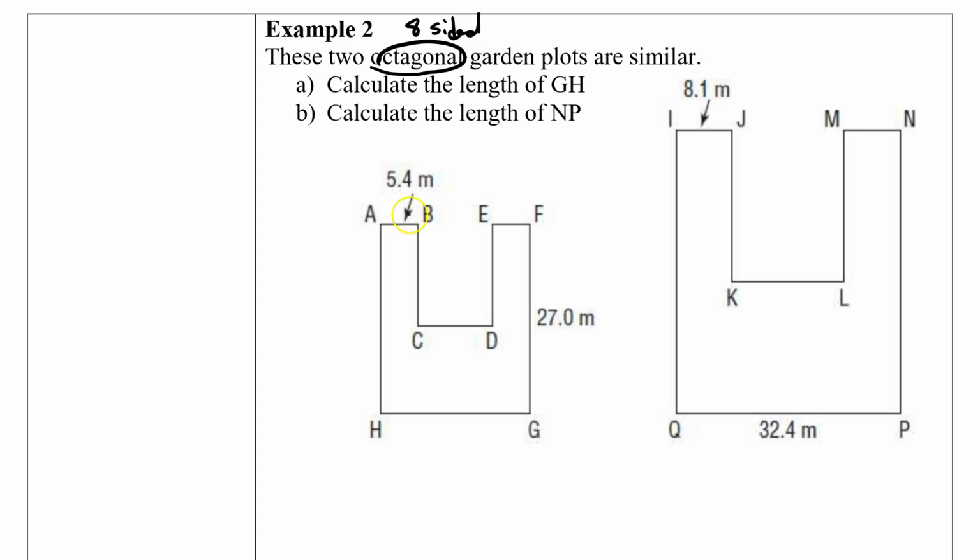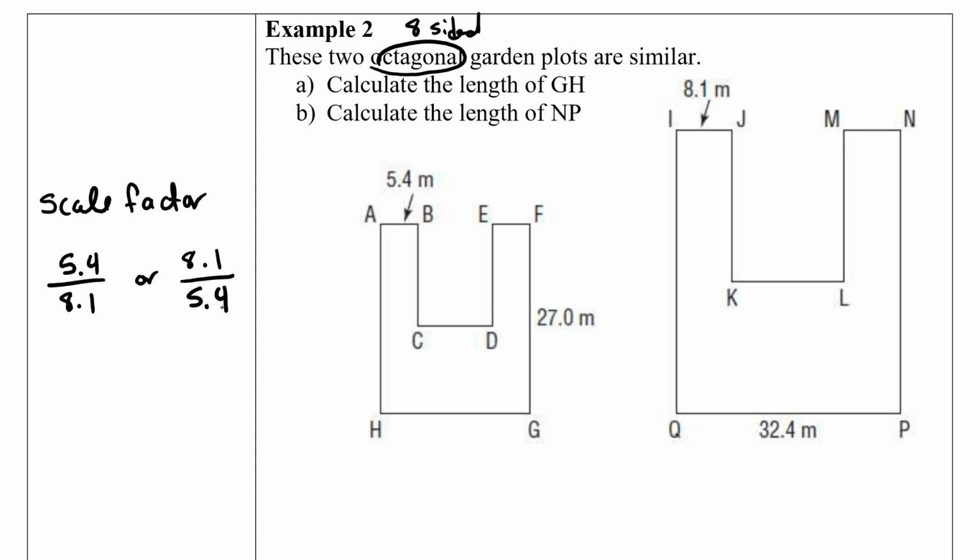So we know that if we take a corresponding side, like AB and IJ, because of the way that their ratio is, we can get a scale factor. So we need to use this information to calculate the length of GH and calculate the length of NP. So our scale factor is going to be 5.4 over 8.1 or 8.1 over 5.4.